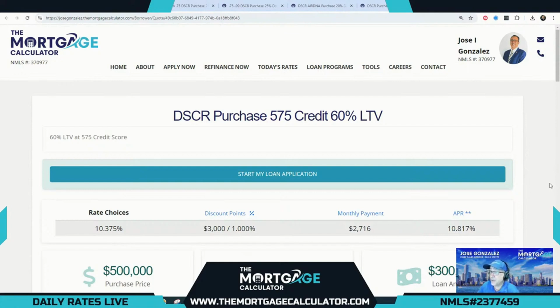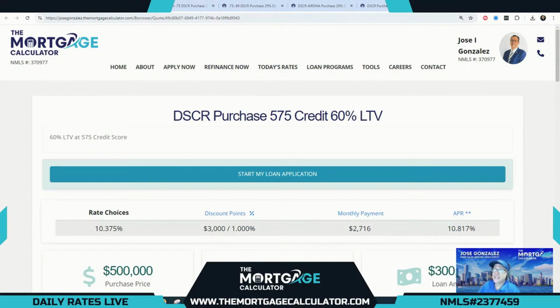a great option considering this is not a bridge loan. This is not any kind of a short-term balloon loan or anything like that. This is a full-term 30-year amortizing loan. 10.375 is the rate, and it comes at a cost of 1 point.